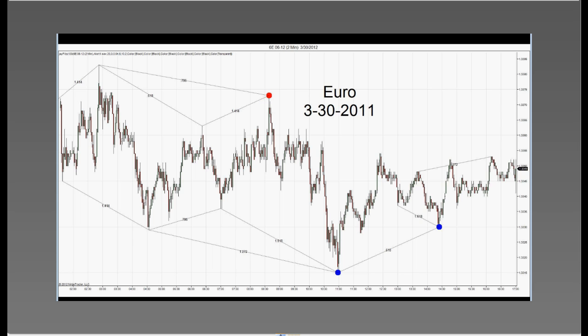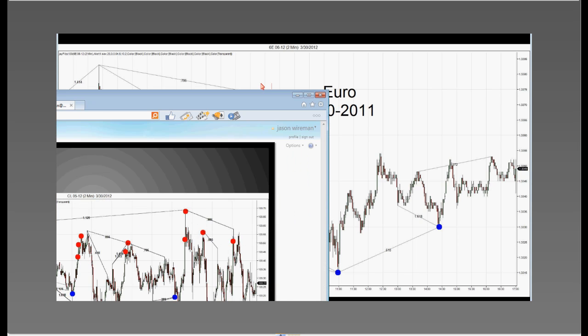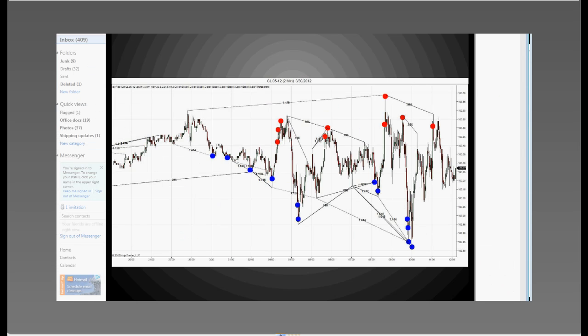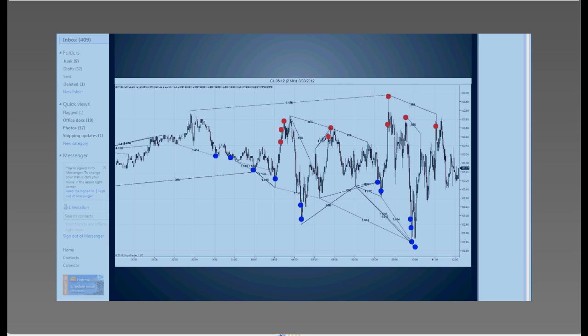Now, I also have it on a smaller tick chart, smaller time frame. Look at my 2-minute. Look at those highs and lows also, if you want more trades.